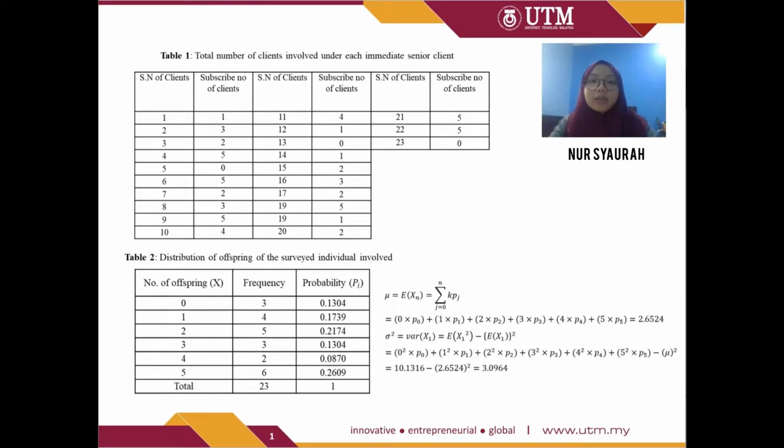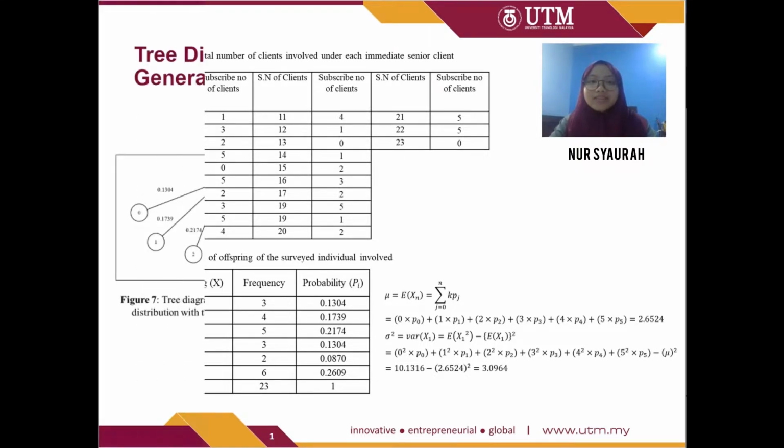And next we determine the frequency of subscribed number of clients and proceed to the calculation of probability of offspring by dividing the frequency with the total number of clients. And lastly, we calculate the mean and variance for the first generation, which is 2.6524 and 3.0964 respectively. So we can conclude that since the mean is greater than 1, the branching process is supercritical.